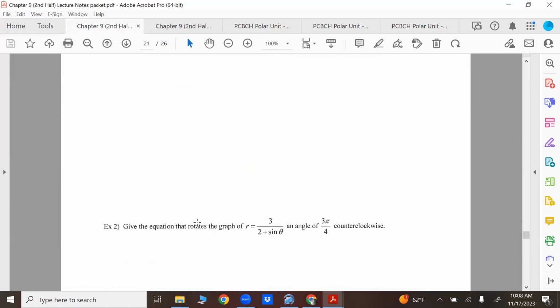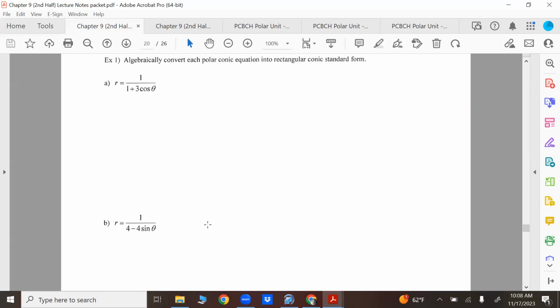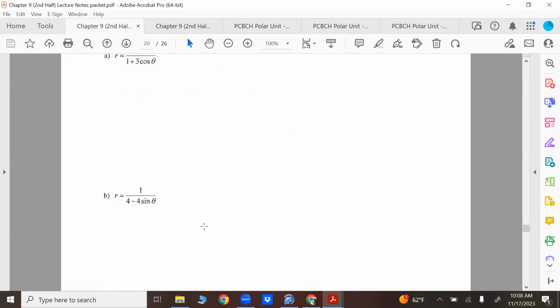All right, let's finish this up here, guys. This is connecting the conics. So what you're told to do in the instructions for part C is to convert the polar to rectangular.